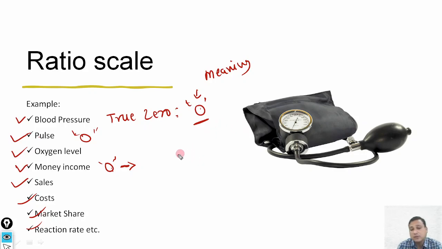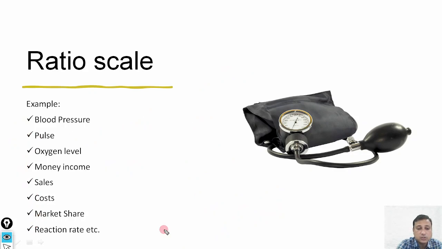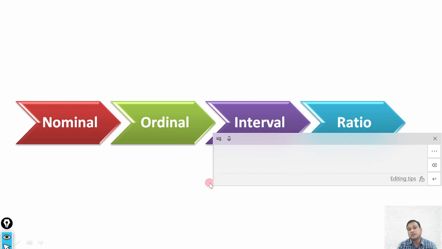Anyhow, when we go to software like SPSS or MS Excel, interval and ratio scale are considered the same. They are considered as a scale only. Fine. But still there is a difference between these two measurement scales, interval and ratio. Now let me take you to the further slide.